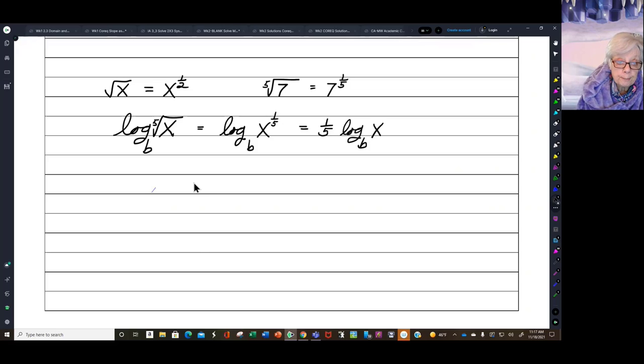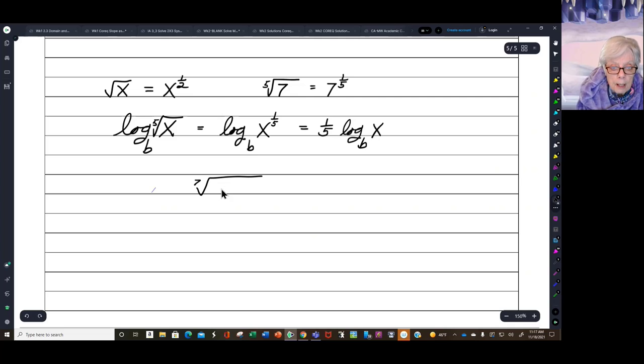Let me make up another one for you. How about the seventh root of, I don't know, x? No, let's use a number. The seventh root of 15 raised to the second power. No, I don't want that. There are reasons not to use a 2. Complicates life. There.